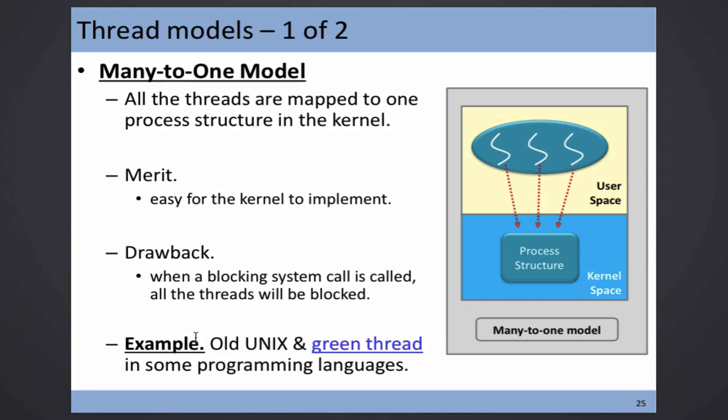Wow, new things, huh? New things you never heard of. And what is the merit? The merit is that the kernel becomes very easy. The kernel doesn't need to know who you are; I just don't support you. The demerit is, what if the Python engine crashes? What if the Python engine calls a blocking system call? It will block everything.